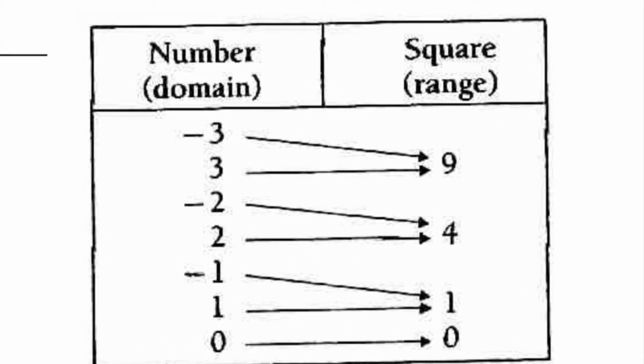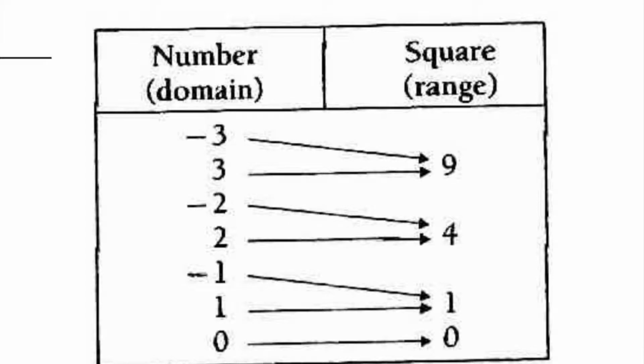Like this. If you got a number in the domain, here are the inputs, right here. And here are the numbers in the output. The collection is the range. And actually, these are generated by squaring them. So -3 squared is 9, 3 squared is 9, -2 squared is 4, and so on. 0 squared is 0. Now, is this a function?